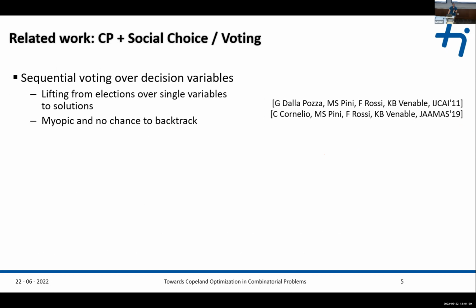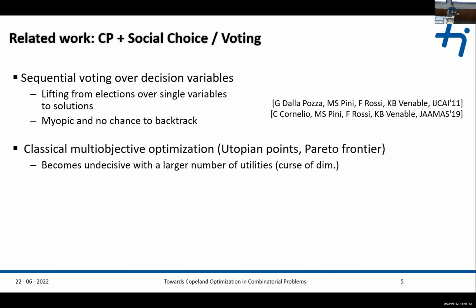This has some nice properties in lifting election theoretic results, but it's kind of myopic though. So you can't really backtrack, and once you've picked the wrong person into office, there's no way to change that. You could say this is just a classical multi-objective optimization problem. You minimize the distance to some utopian points, or you sample the Pareto frontier.